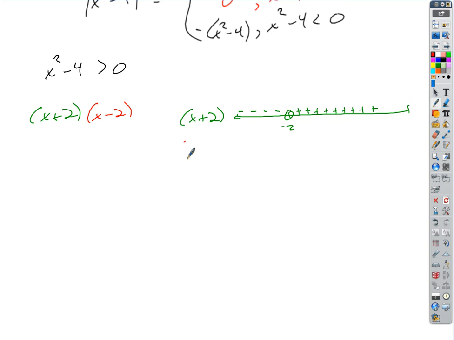What about x minus 2? Where's its 0? 2. Everything to the right, would you agree, would be positive valued? To the left would be negative valued. Okay, so now let's look at the product of the two.